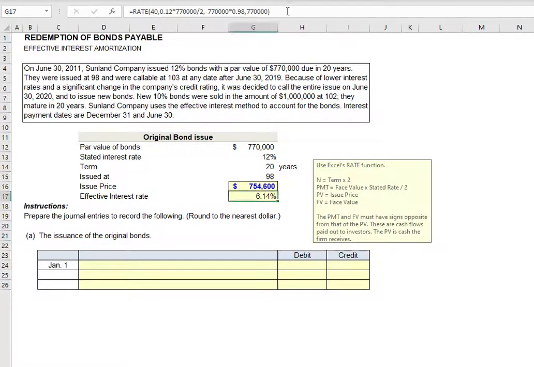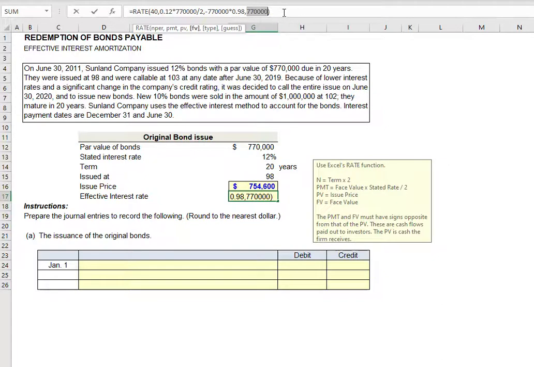In using the rate function, we're going to want to enter in 40 for the number of periods. For the payment, we're going to want to take that face value of $770,000, multiply it by 12%. That will give us the annual payment. Then, of course, we'll divide that by 2 because it's a semi-annual coupon. The initial present value would have been the $770,000 times 0.98, or the $754,600. And then the future value of the bonds, or the face value, is $770,000. I've entered these as numbers here so you can see more clearly the calculation.